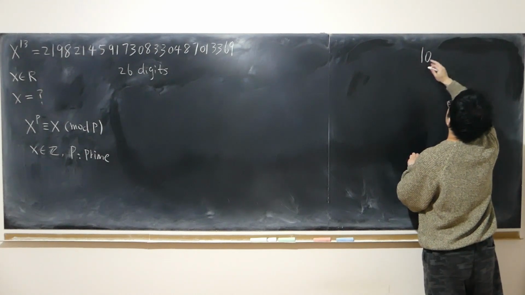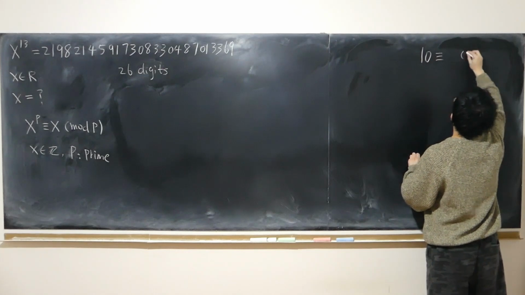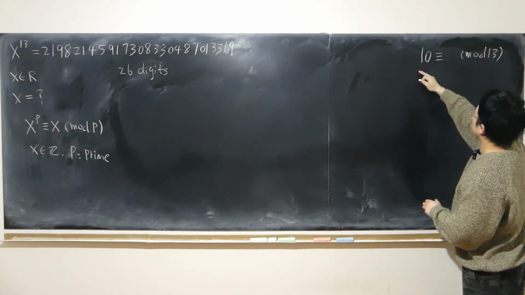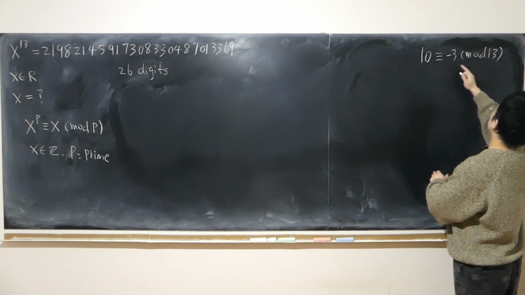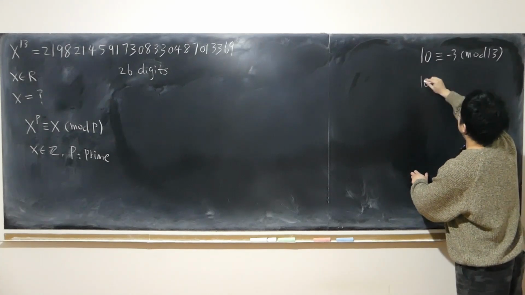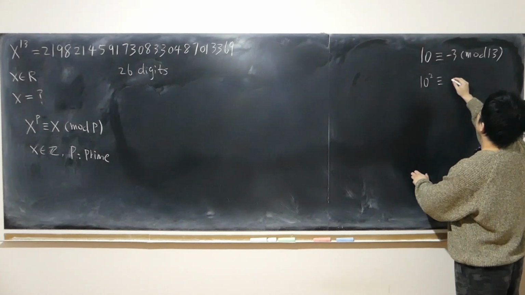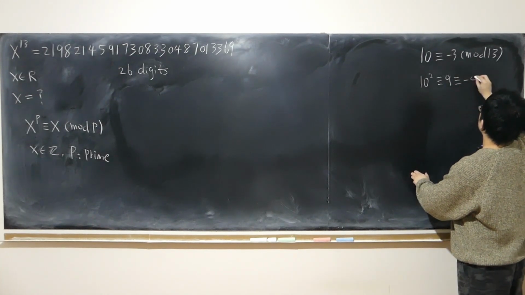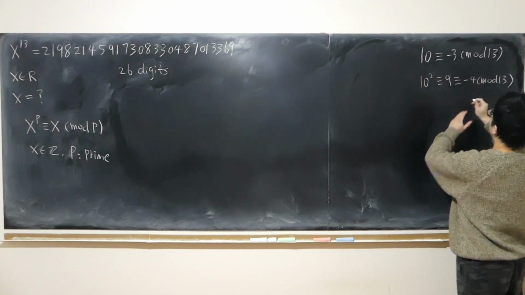So I want to know what's the remainder if I divide 10 by 13. Mod 13, the remainder is 10. The remainder is also negative 3 as well, right? 10 minus 13, negative 3. Same idea, multiply itself. 10 to the power 2 is congruent to 9. 9 minus 13, negative 4. That's the remainder. I'm using the smallest absolute value here.